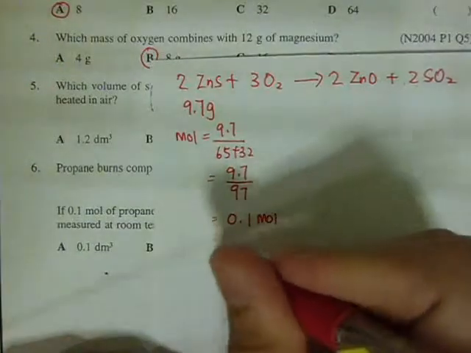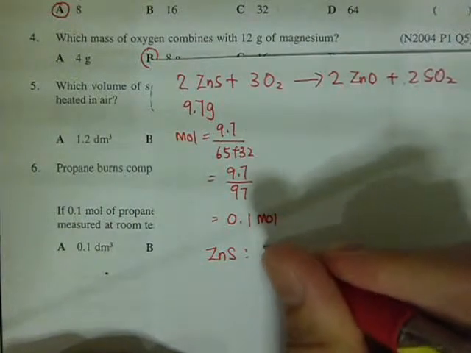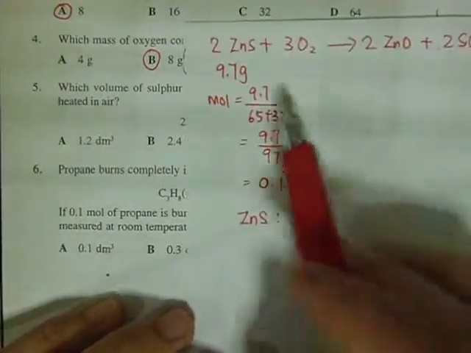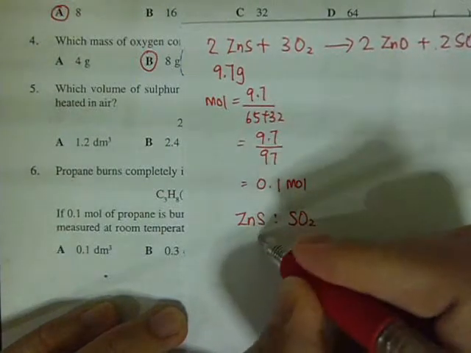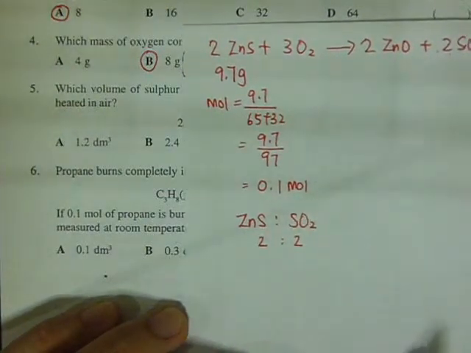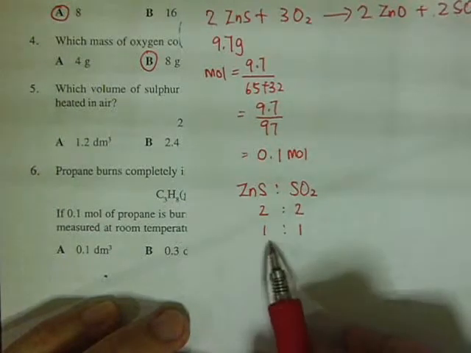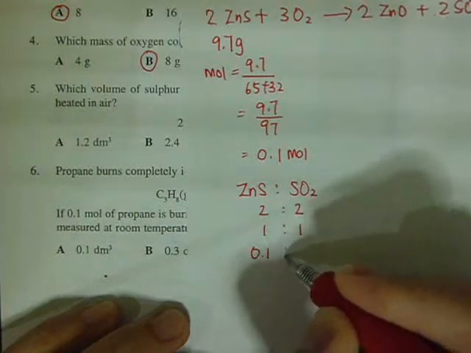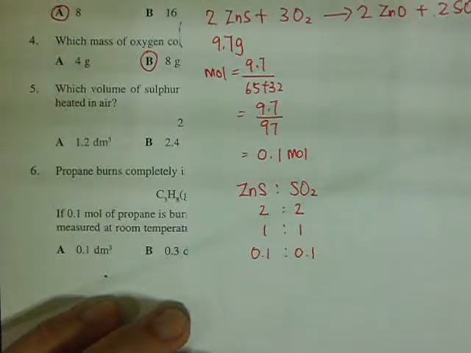Now the mole ratio for zinc sulfide and SO2, which is sulfur dioxide, according to the equation here is 2 mole to 2 mole. So 2 mole to 2 mole, which is basically the same with 1 mole to 1 mole. Now you have 0.1 mole of zinc sulfide. So likewise, you should produce 0.1 mole of sulfur dioxide.